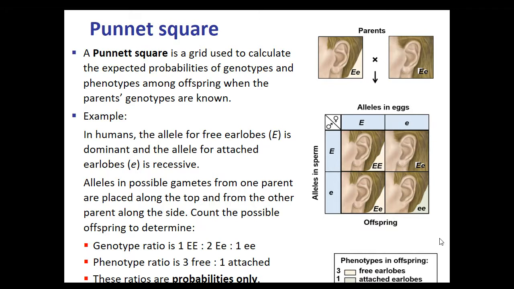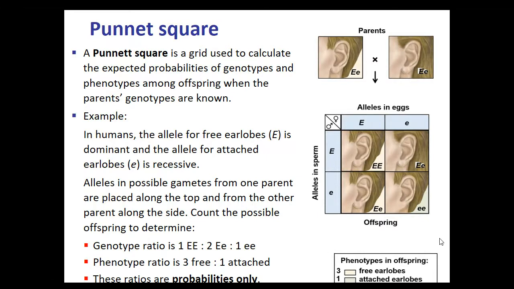And so when the father here makes sperm, about half of his sperm will have a big E, and the other half will have a little e. Remember, sperm are haploid, just have one set of chromosomes. So each sperm has only one of those earlobe genes, not 2.